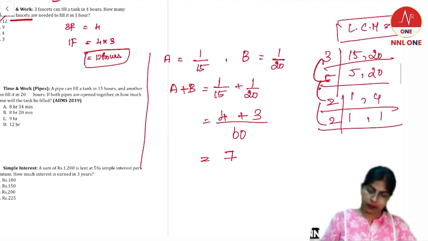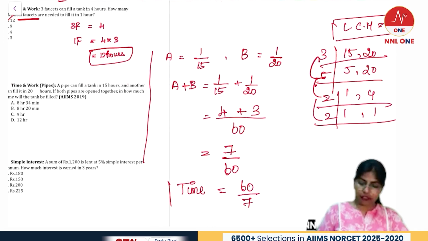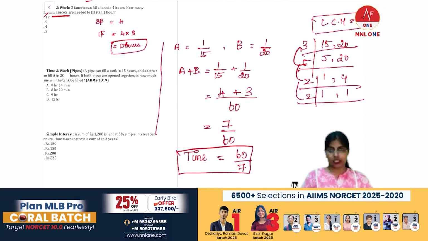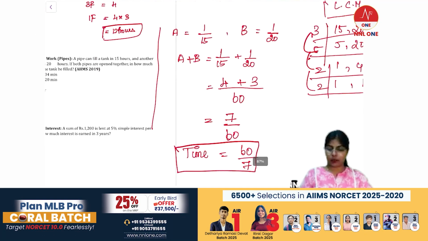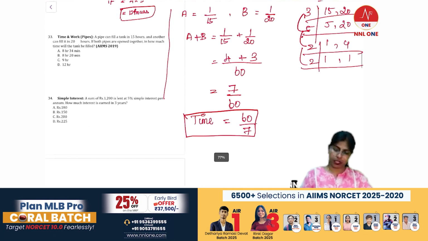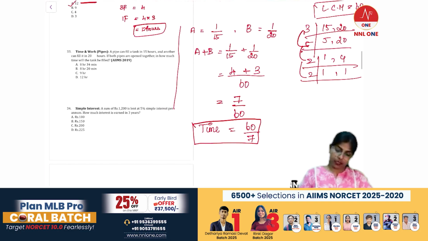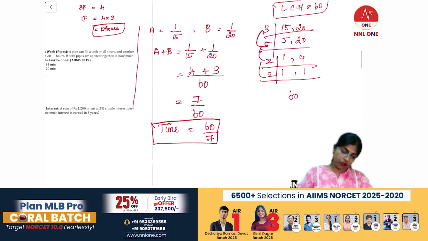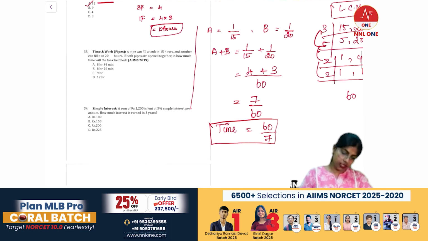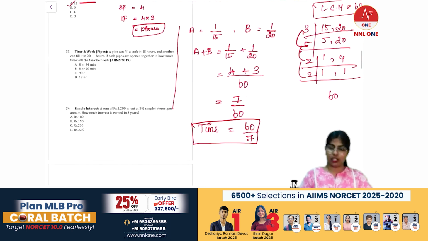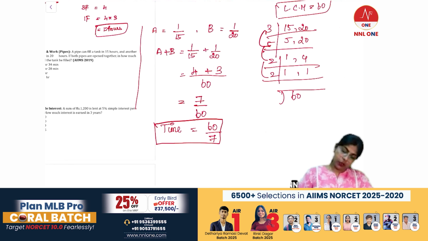7 by 60. Since it is asked time, we have to reciprocate it. So the time is equal to 60 by 7 hours. We'll be writing the final resultant answer in a reciprocated form only. Okay, 60 by 7. Now we know the time is 60 by 7, but in your options, it was given as 8 hours 34 minutes with the minutes. So we need to find, can we cancel it or not.